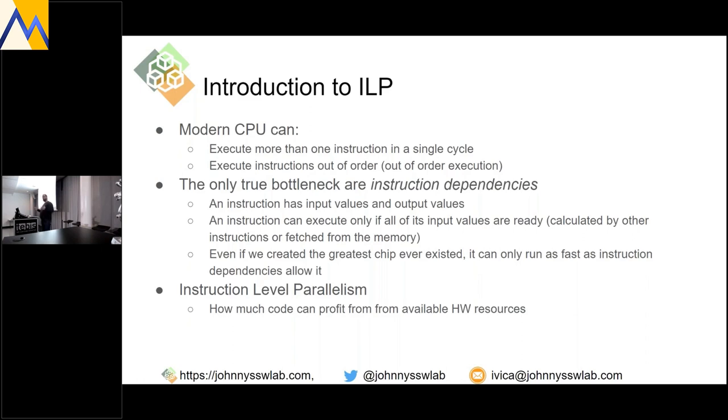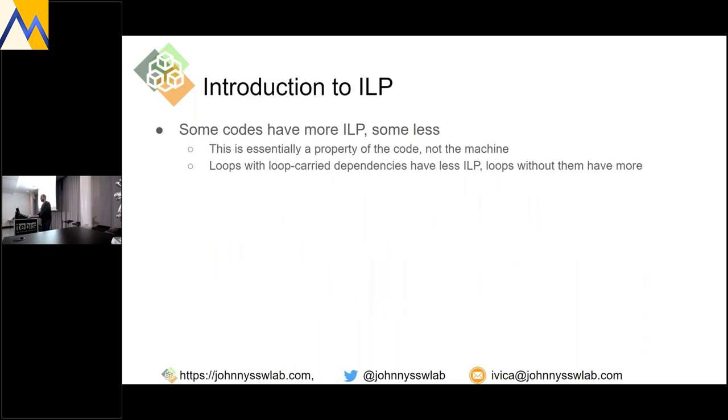Now, I don't know if there are any metrics that will tell you this code has high or low instruction level parallelism. I saw there is a tool, but I didn't try it, and it's definitely not mainstream. The question is how much your code can profit from available hardware resources. If your code has a lot of instruction level parallelism, it can profit a lot. If it has little, it will profit little from all the resources that you have at your disposal.